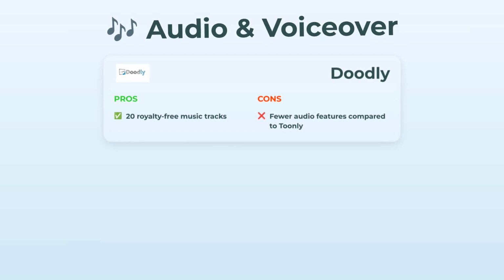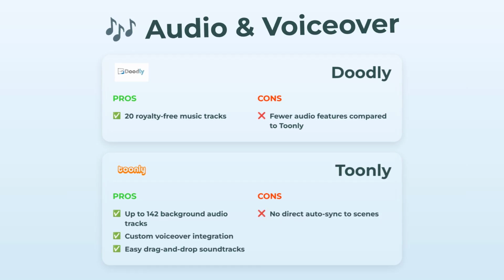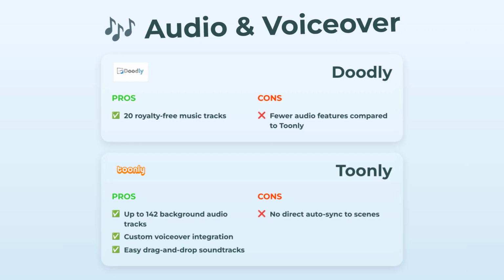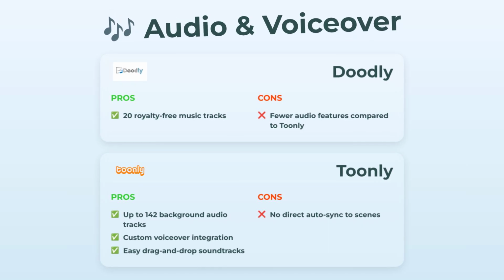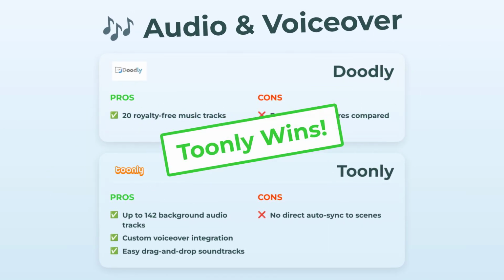Meanwhile, Toonly, oh, and here's something cool. Toonly gives you access to up to 142 background audio tracks. Plus, you can toss in your own custom voiceovers super easily and drag and drop soundtracks like a breeze. Only thing missing? No direct auto-syncing of audio with scenes. Still, for audio features, Toonly is totally the winner. You know, if you want options, you'll notice this.